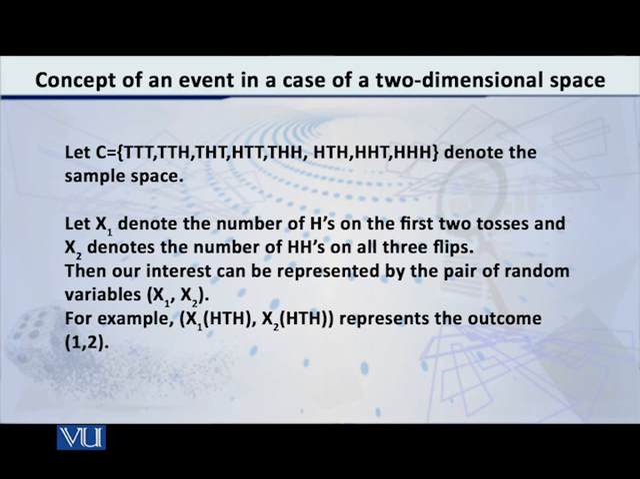And then if x1 is the number of heads on the first 2 tosses and x2 the number of heads on all 3 tosses, then, for example, x1 for the outcome head, tail, head will be equal to 1, because among the first two, head, tail, there is only one head. And x2 for this very same outcome head, tail, head will be 2, because if we look at all 3 together, there are 2 heads. So the ordered pair x1, x2 has the value 1, comma 2 in this particular situation.